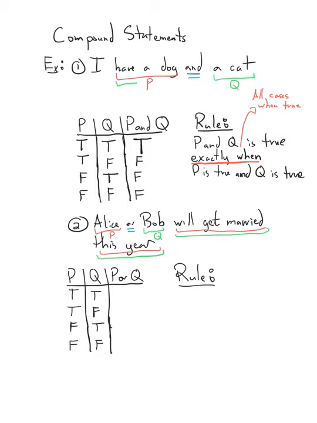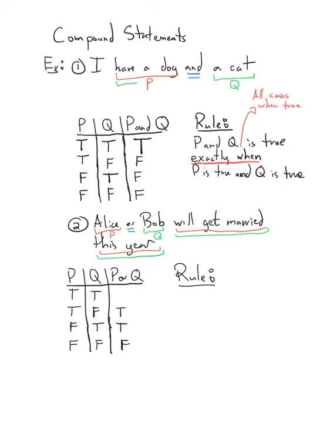So if neither of them get married, if I say Alice or Bob will get married this year, well, then I lied to you. That is obviously false. Neither of them got married, so Alice or Bob will get married this year is a false statement. Well, what if just Bob got married? Well, if just Bob got married, if I said Alice or Bob will get married this year, well, I'm telling the truth. And similarly, if Alice gets married, then Alice or Bob will get married this year is a true statement as well.